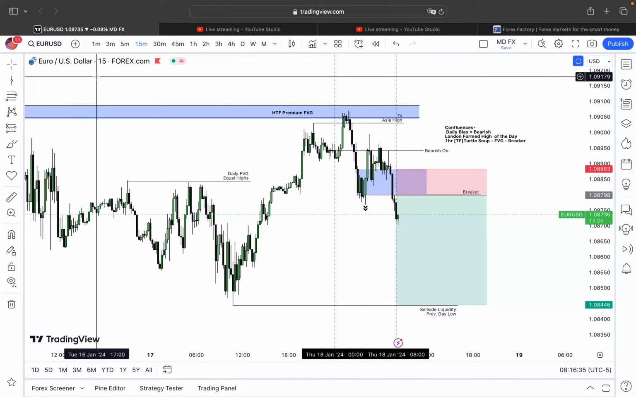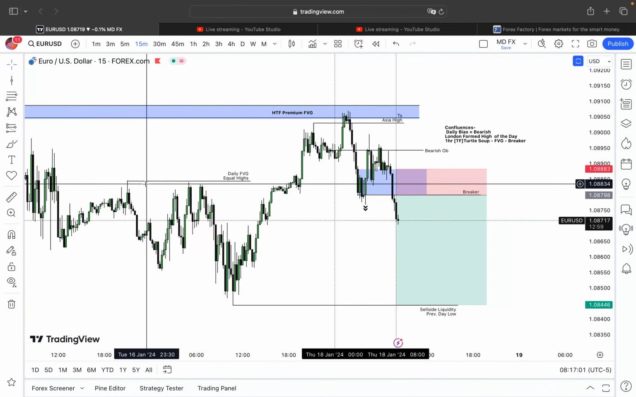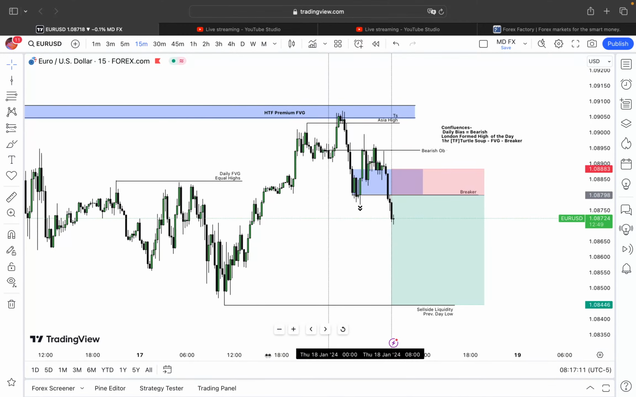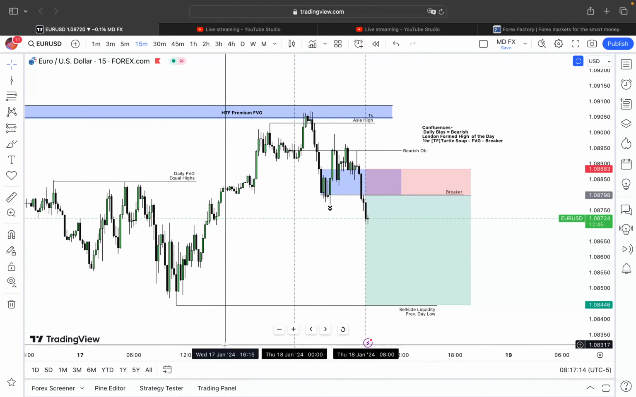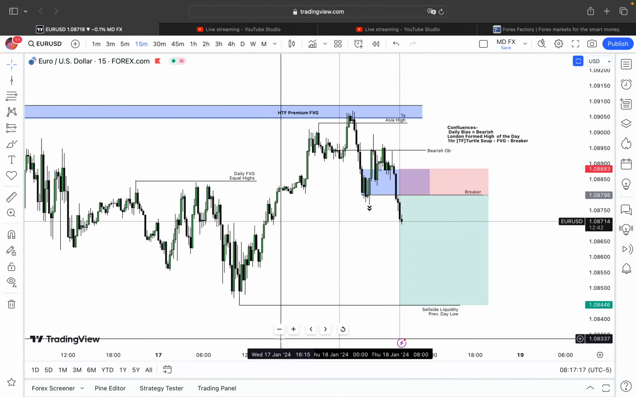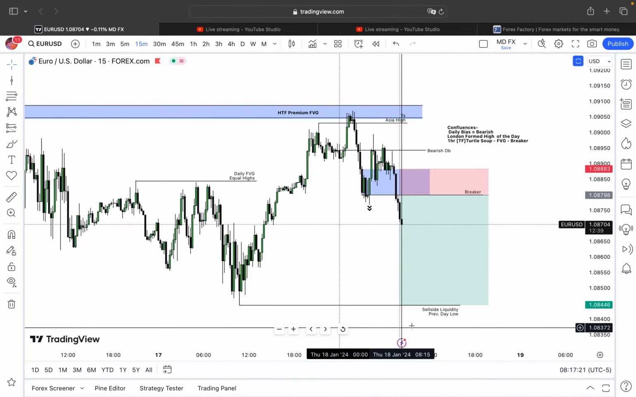Okay, we're getting a little retracement here. Probably would get what we're looking for. Who knows? Okay, not a retracement.